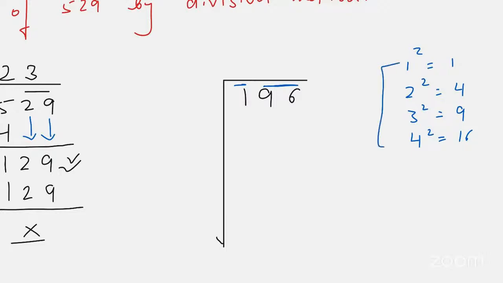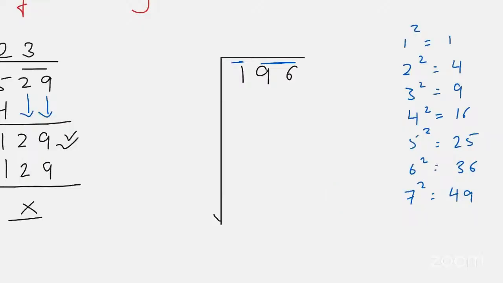When you're solving now, you can just write this table at the side of your copy, like this. It will be easy for you. You can just write this table at the side of your notebook.